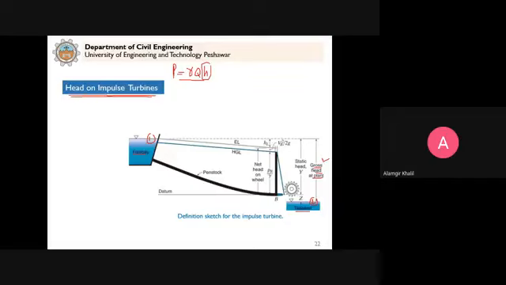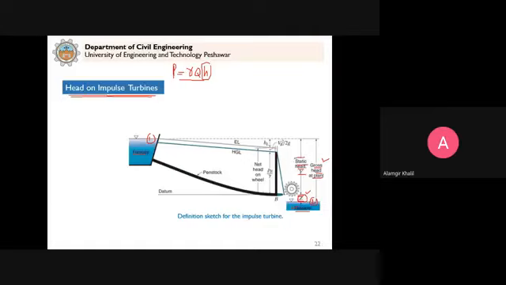Now you know that out of this gross head, because the wheel does not run full, it has to be set above the tailwater by some distance z. So it means this much head is lost. You cannot utilize it because the wheel cannot be in water. So it has to be set above the water by some clearance distance. So from the gross head, this head is lost. This is the static head that is available to the turbine.